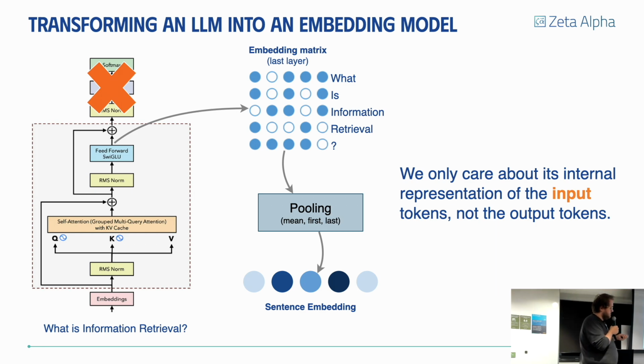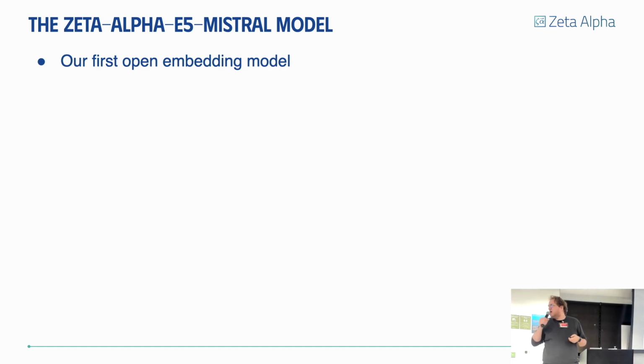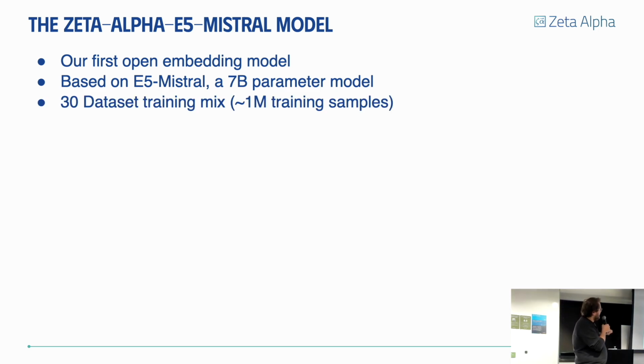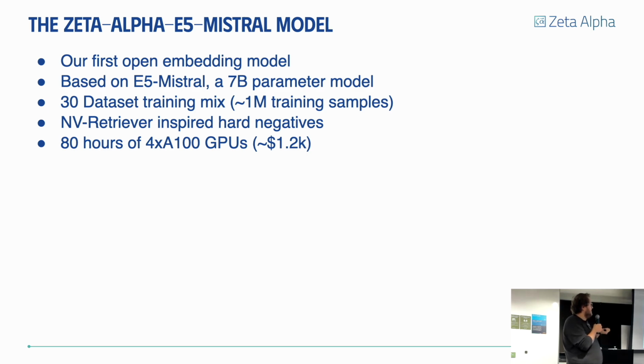So with this approach, we have our first public embedding model, the Zeta-Alpha-E5-Mistral model. It's based on E5-Mistral, which is already based on Mistral. It's a 7 billion parameter model. We trained this on 30 datasets, essentially a mix of 30 different datasets, about 1 million training samples in total. We used a technique from NVIDIA of sampling hard negatives. It took us about 8 hours and 4 times 800 GPUs for fine-tuning, so about $1,200. It's not very cheap for fine-tuning, but also not absurdly expensive either.